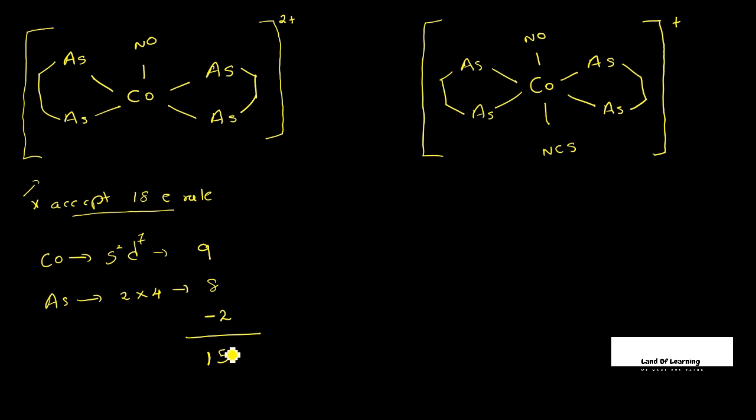But we have been told that the complex accepts the 18 electron rule, so the number of electrons should equal 18. How many are missing? 3 are missing, right? With these 3, we can take it as 18. So what we didn't take is the nitrosyl. There should be 3 electrons contributed by the nitrosyl. In order to donate 3 electrons, the nitrosyl should be in linear mode.